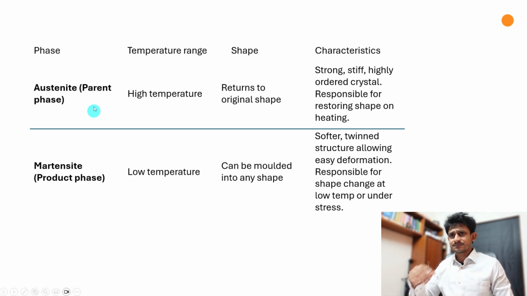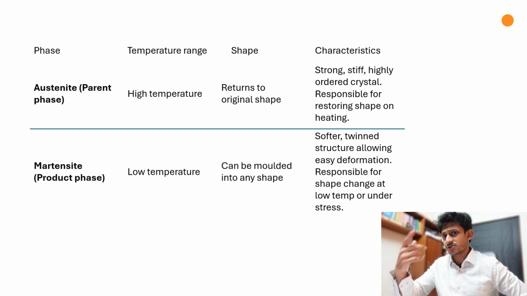Once it reaches the austenite phase, which is at a higher temperature, it returns to the original shape at which it was manufactured, resulting in a stronger, stiffer structure, and also results in compression across the fracture site. This I'll explain better with the diagram.